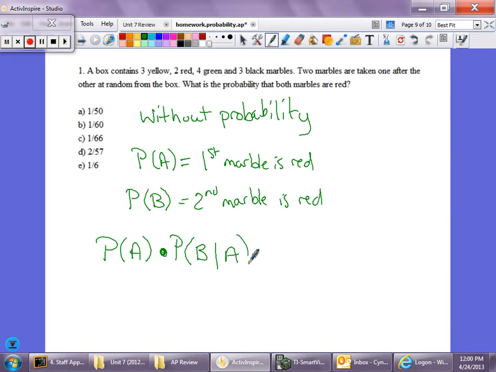So when we do that second probability, the first probability is the easy one. The second one, we just have to remember we take into account that we are looking at the probability that the second one is red, given that the first marble we pulled out was red. Okay? We have to remember that that second probability is going to change based on what happens in the first instance.